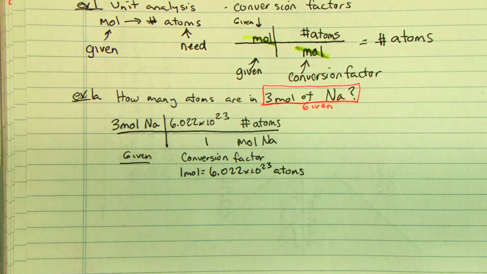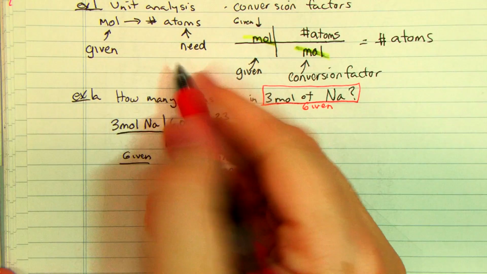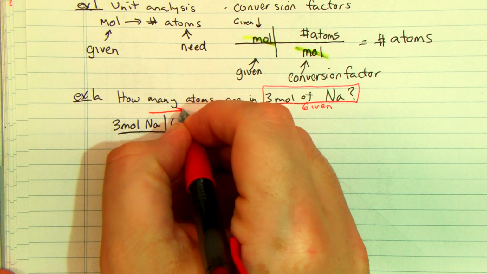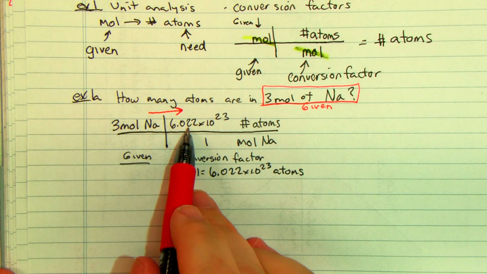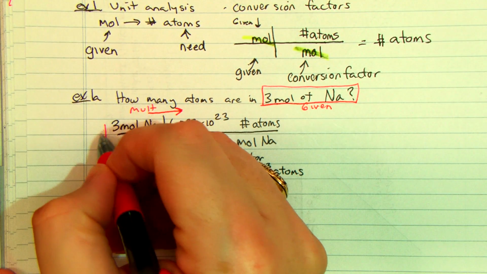Now it's a math problem. The nice thing about this is, as you move across, what are we going to do to these two numbers? Multiply. As you move down, what do we do? Divide.